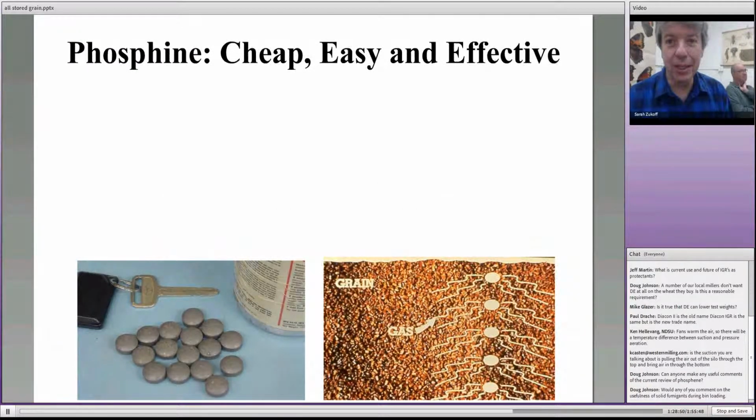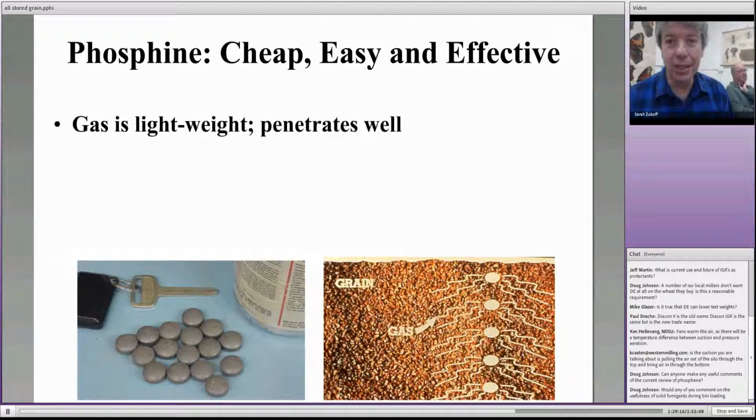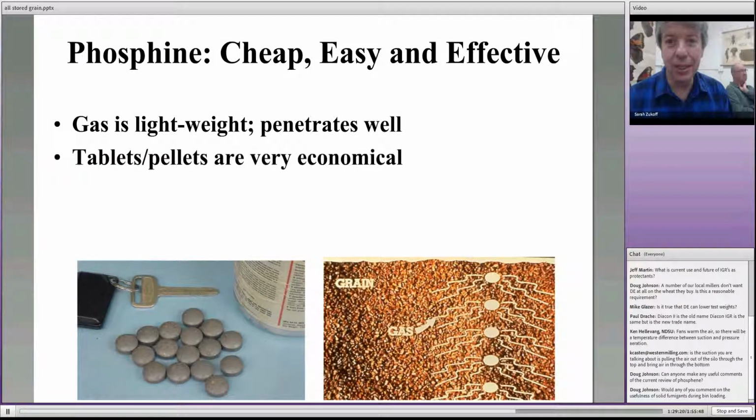We say that phosphine is cheap, easy, and effective. And I'm pretty sure that statement is true right now today. Among a lot of the other products that have been mentioned, phosphine is pretty cheap per bushel to apply. It's relatively easy if you're certified as an applicator and you're doing it safely, and it can be effective if you do everything the way we're going to tell you how to do it. The gas is very lightweight, so that means it penetrates well through the commodity.